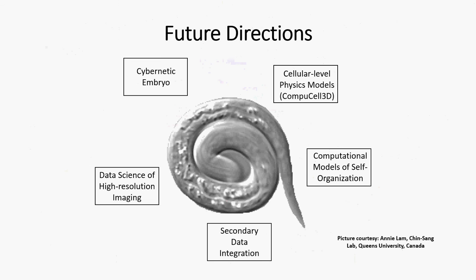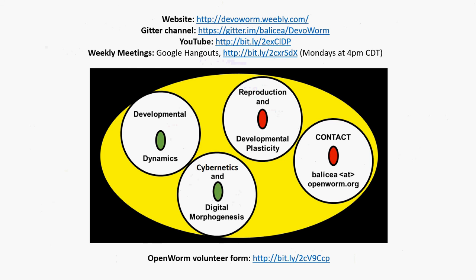Future directions for the project include building cellular level physics models, looking at self-organization as a mode of organizational information, looking at things like cybernetic models, and doing the data science of high-resolution imaging and other types of data sciences applied to this problem.